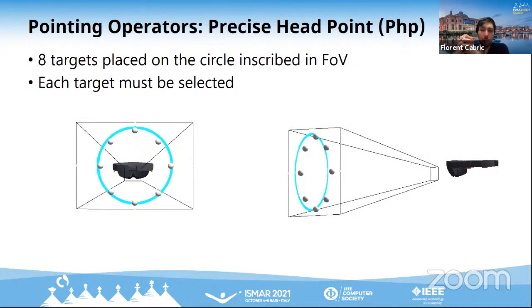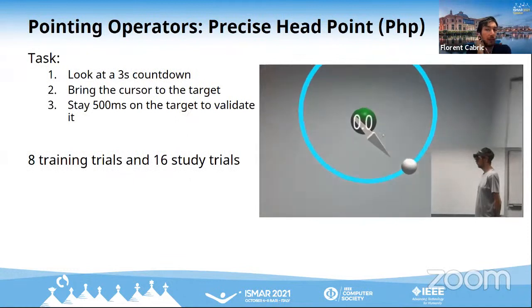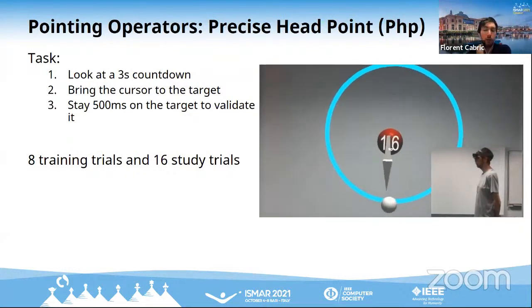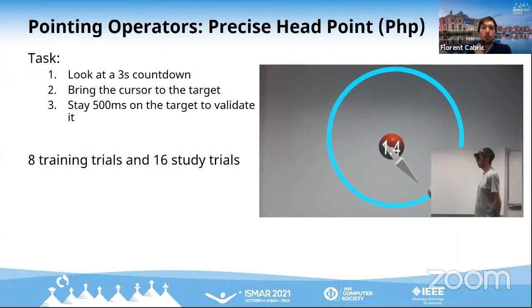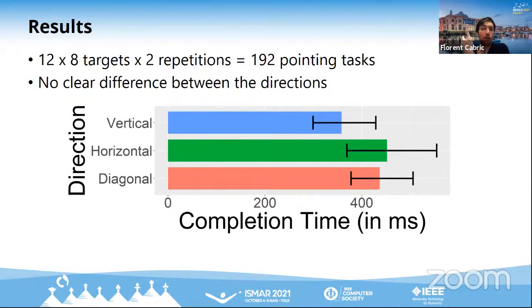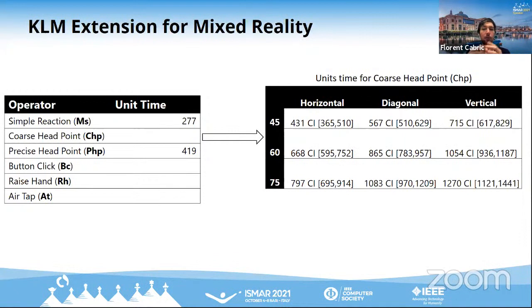For the precise head point operator, we set up 8 targets on the inscribed circle. The participants have to 1, look at a 3-second countdown, 2, bring the cursor to the target, and 3, stay 500 milliseconds to validate the pointing. Unlike the previous operator, we do not observe a clear difference between the directions. So we define only 1 unit time for this operator, 490 milliseconds. At this point, we have defined the unit times for the 2 pointing operators. We define 9 values for the coarse head point and 1 value for the precise head point.